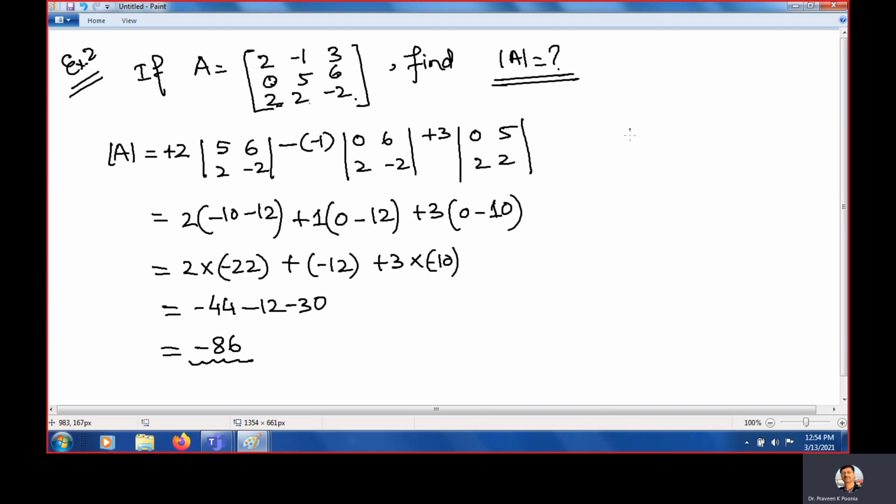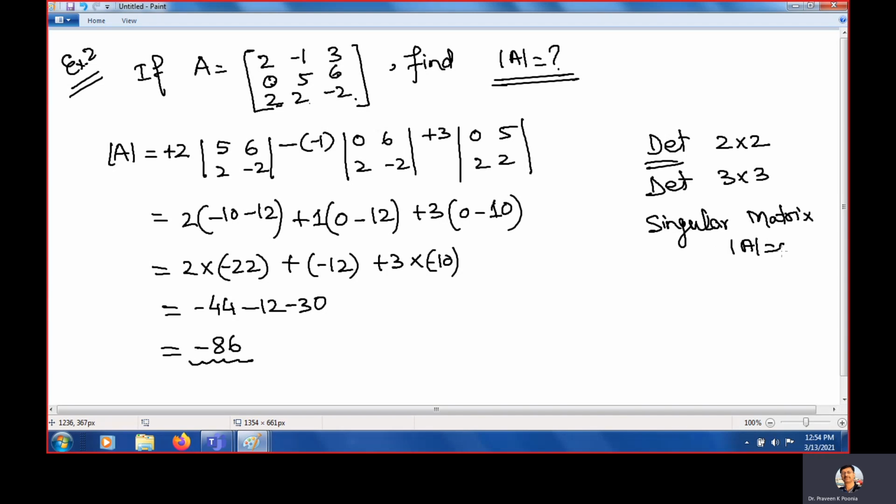Clear? So in this video we learned 3 things. One, we learned the determinant of a 2 by 2 matrix. Then we learned the determinant of a 3 by 3 matrix. And the one major important concept we learned is the singular matrix. What is a singular matrix? In which determinant of A is equal to 0. So these 3 things we have learned in this video.